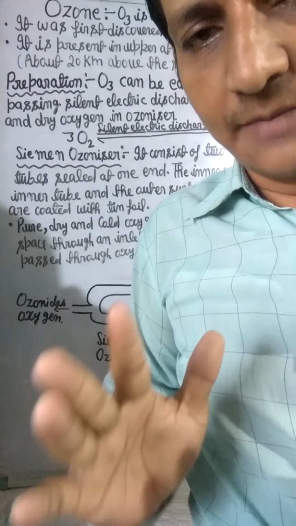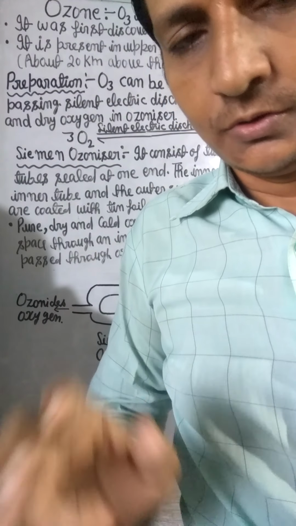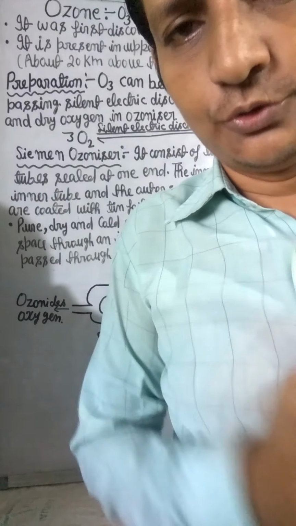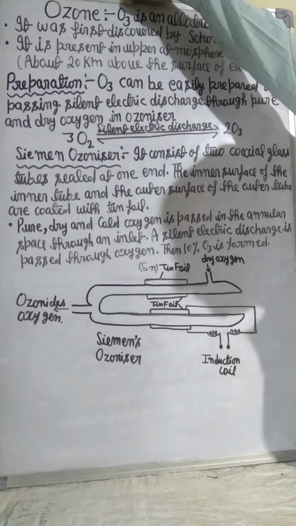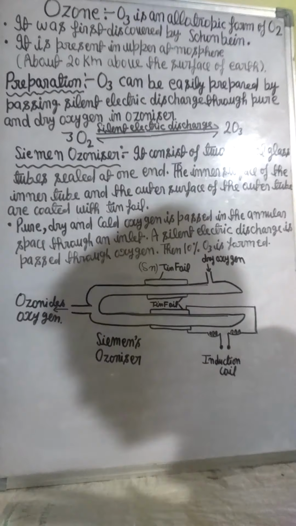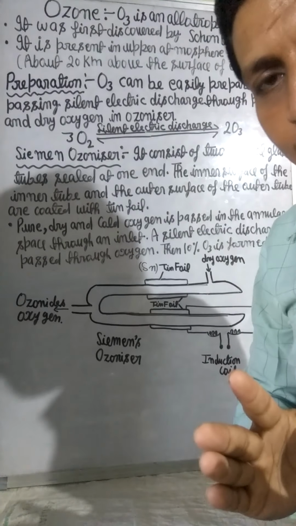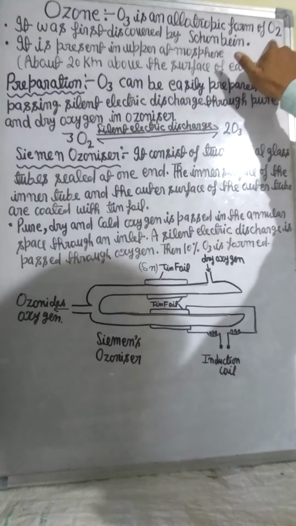In this video, I am telling you about a group 16 element compound, ozone. So look here, what is ozone? Dear student, the formula of ozone is O3. Ozone is an allotrope of oxygen. Ozone is an allotropic form of oxygen.